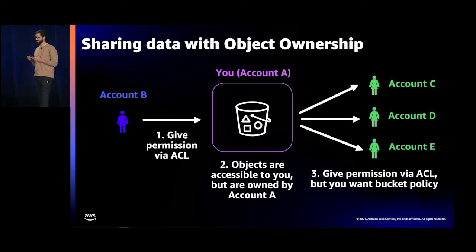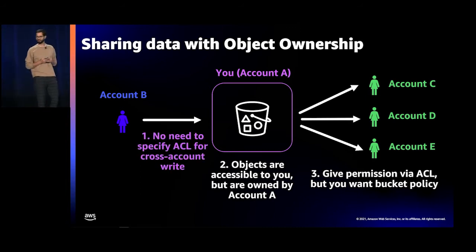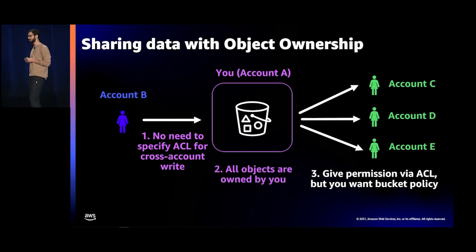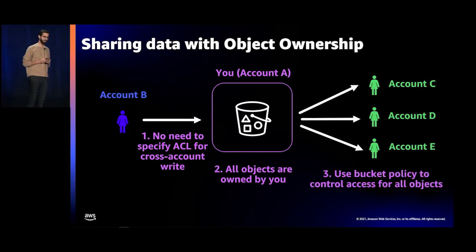Now, when you use this setting, you don't have to worry about these three problems that we discussed. First, you don't need to specify ACLs for cross-account write. All the objects are going to be owned by you, it means by the bucket owner. And finally, you don't need ACLs to give access to other accounts. So you can reliably use bucket policies for all the objects in your bucket.